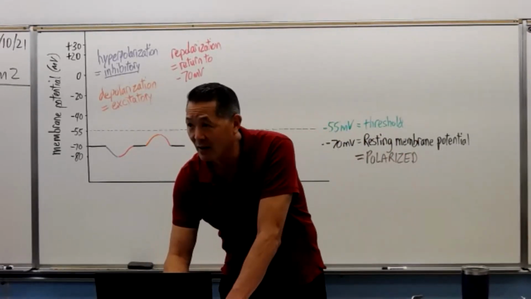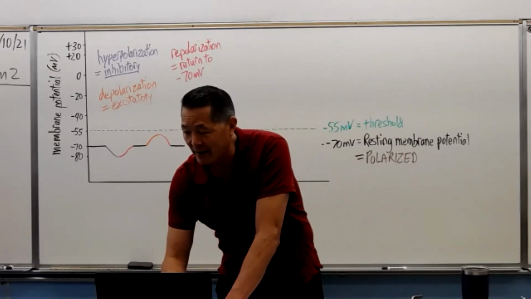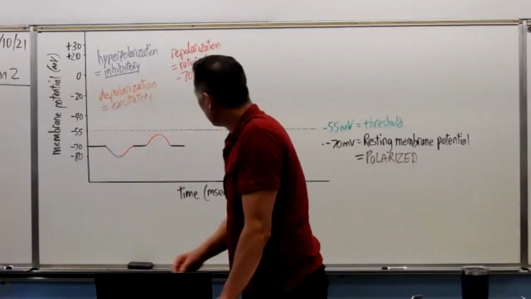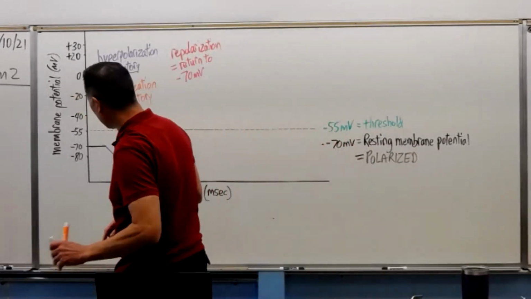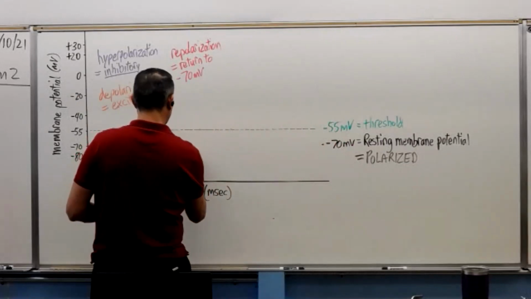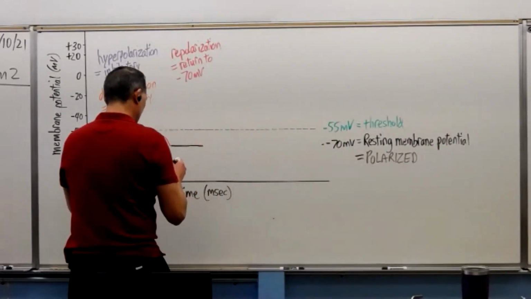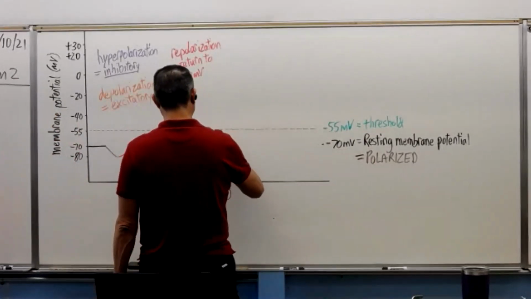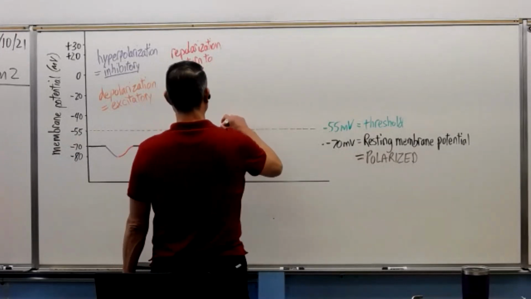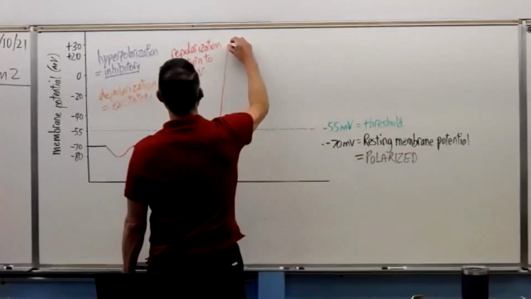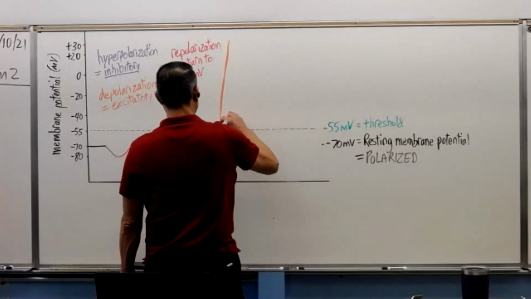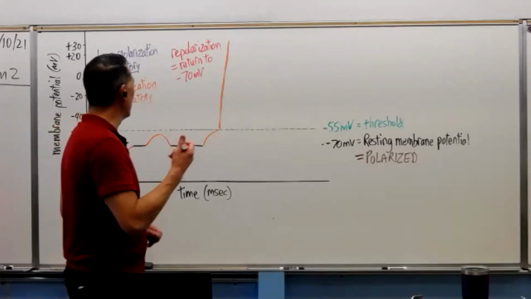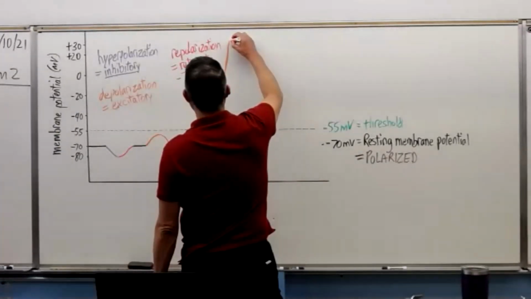Okay? Does everybody get that? Because this is basically what's going to happen. Eventually, if you get enough strong depolarizing excitatory signals, boom, you're going to hit threshold. Boom, it's going to go up and peak at about positive 30. Again, everyone is different. And then it's going to return.